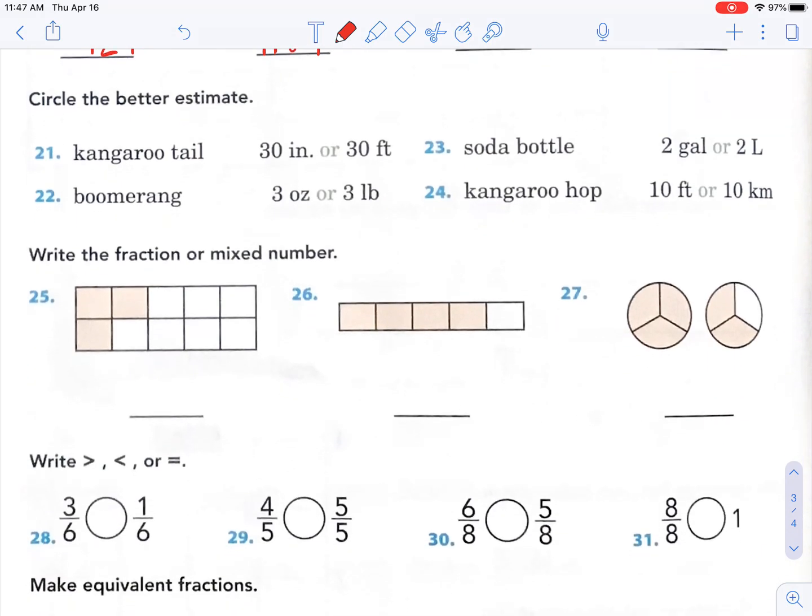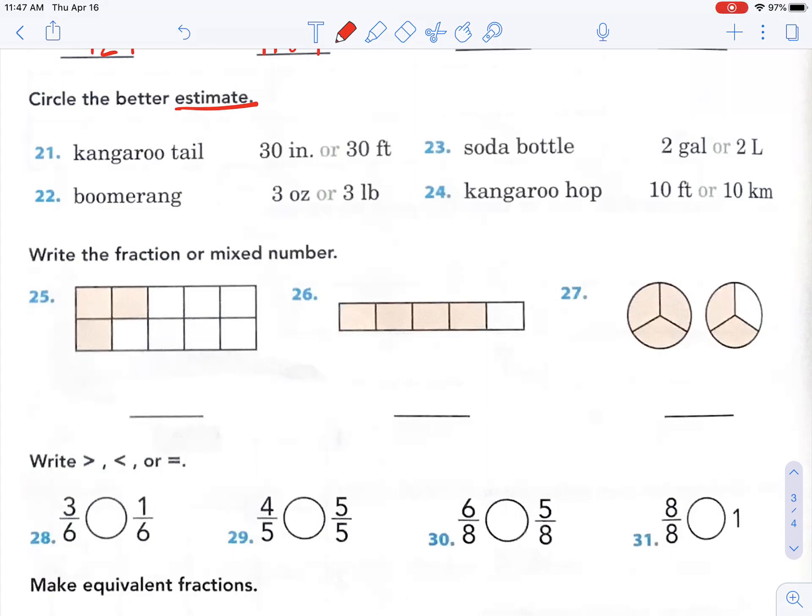Okay, circle the better estimate. So we're thinking in our mind, this is from our measuring chapter, a kangaroo's tail. Is it 30 feet? Now, 30 feet, boys and girls, each floor of a building is about 10 feet. So if you're looking at like a 30-foot building, it's like a 3-story building. Are kangaroos' tails 3 stories long? No, they're not.